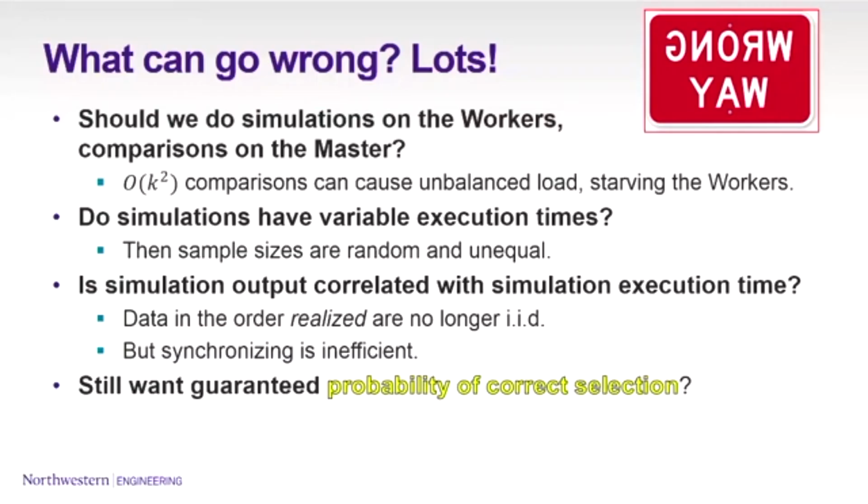And finally, and I put this in gold because it's the gold standard in ranking and selection. In ranking and selection, we often say, I want a guaranteed probability of correct selection. A guaranteed probability that I find Raghu the jackal.